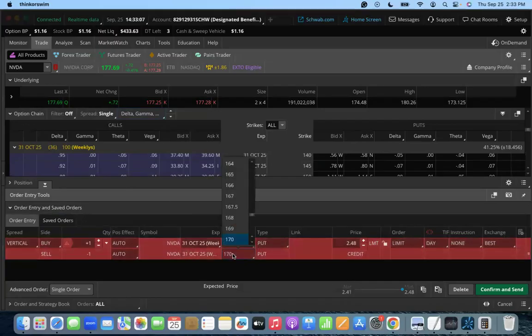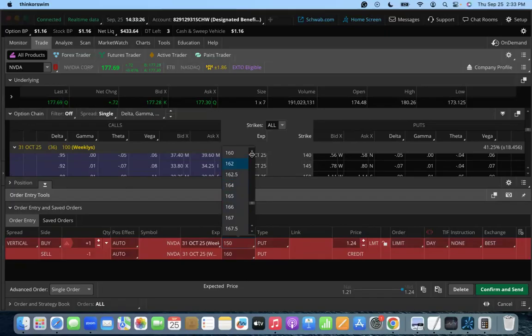So in this case, for the short put, which is the put that I'm selling, I'll choose 160, and then I'll go with my risk tolerance. Yes, I can take a $10 hit. So I'll choose, let's say, 150. Someone can choose 155 if they want.